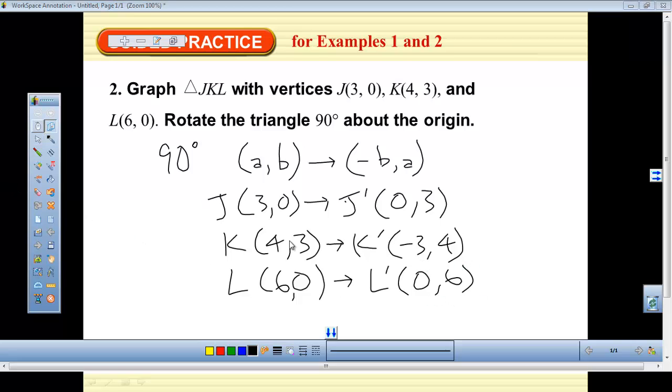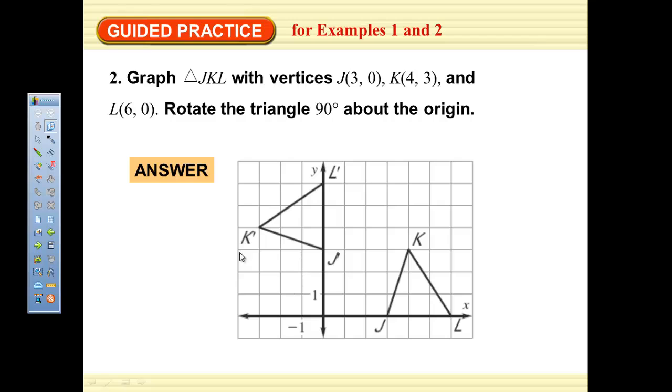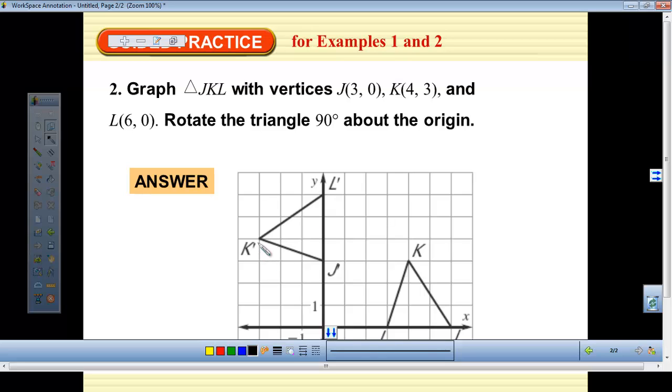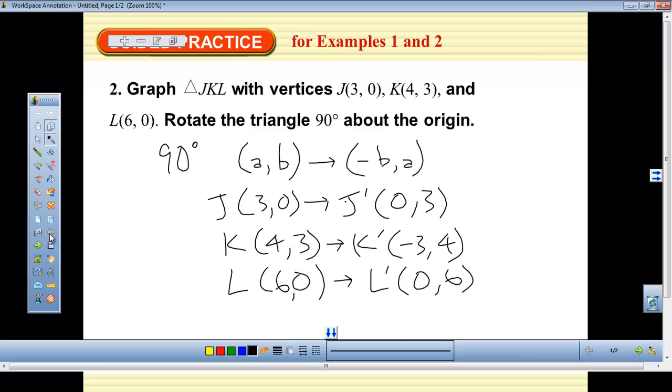So we've got (0, 3), (negative 3, 4), and (0, 6) here. Then you'd plot all 6 of those points. So it would look like that. Again, the new ones would be at (0, 3), (0, 6), and (negative 3, 4). Okay, just like I said. Good?